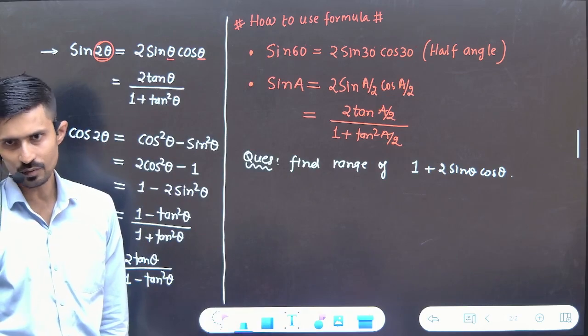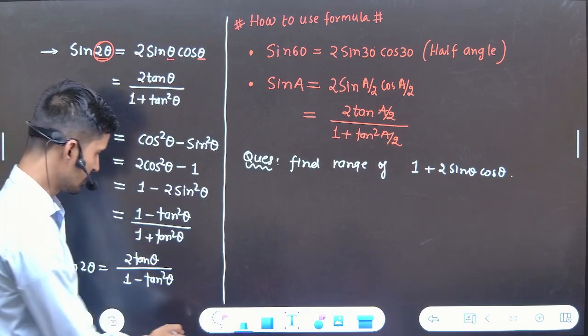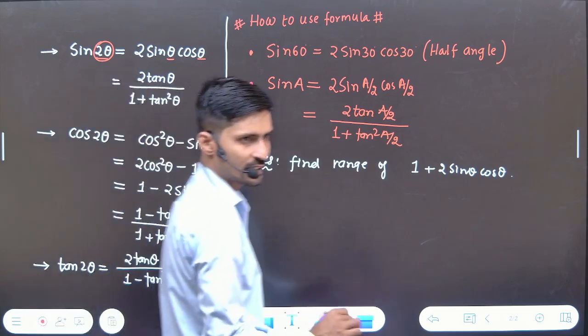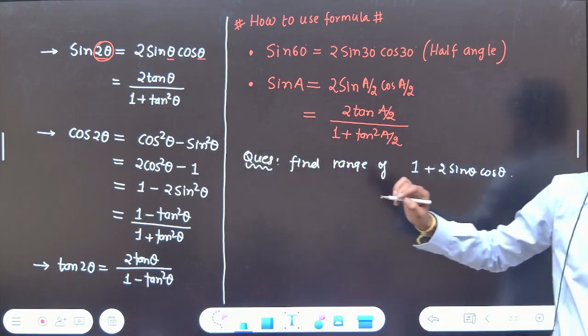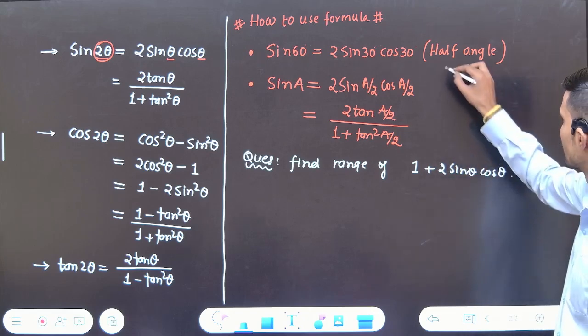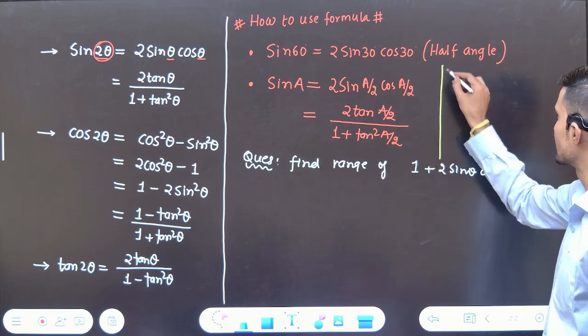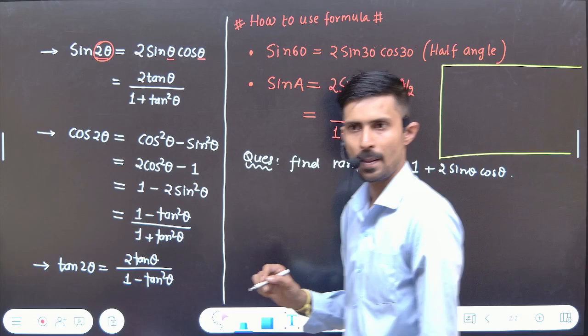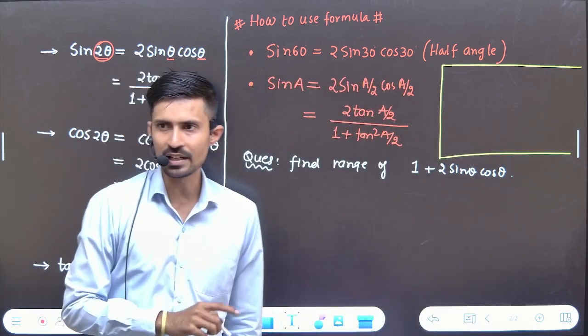Yes, now find the range of 2 sine theta, 1 plus 2 sine theta cos theta. Now, what is the problem in this question? First, understand the problem, then only you will understand the use of that formula. If you remember, this is a range based question. Yes or no? This is a range based question, and that is connected with sine and cos.